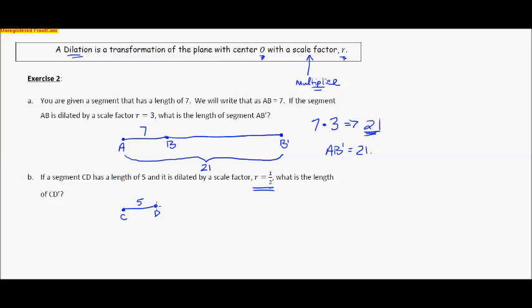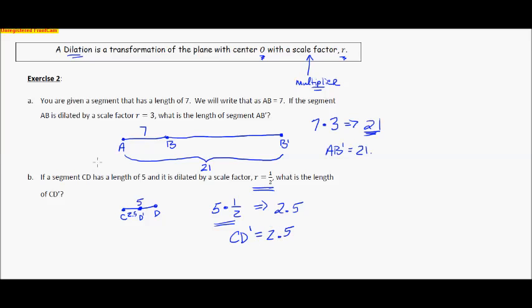CD prime is not even going to be as big as CD. So let's do it right over here. We're going to take CD, which is 5, and multiply by a factor of 1/2. If I multiply 5 by 1/2, I get 2.5. So CD prime is going to be half of what CD was. Again, I did the same thing. I just multiplied by that scale factor. So CD prime equals 2.5. So pretty easy so far.